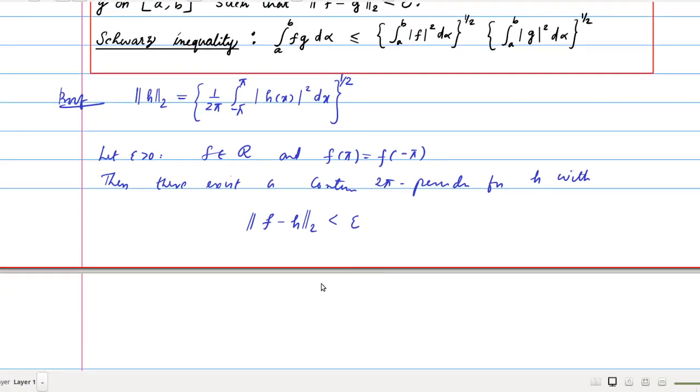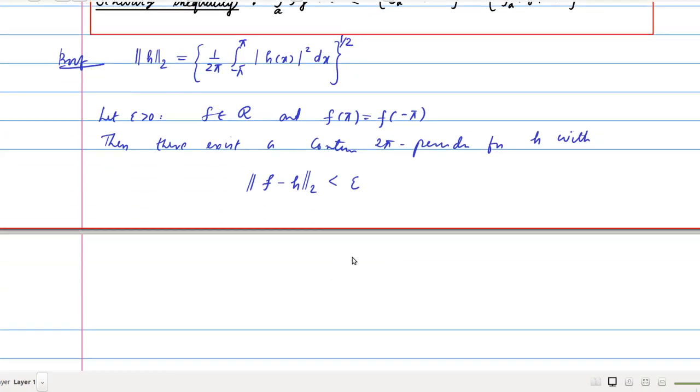Now we have the previous theorem, theorem 8.15, corresponding to every continuous 2π periodic function. Here this asserts that there exists a continuous 2π periodic function, and corresponding to that 2π periodic function there exists a trigonometric polynomial.